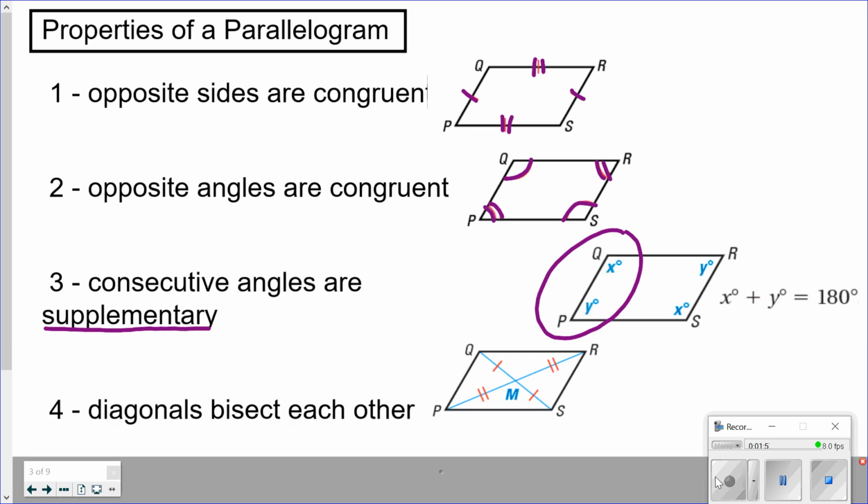And lastly, number four, we know that the diagonals in a parallelogram bisect each other. What does bisect mean? It means cut in half. So if point M is the point of collision of our two diagonals, that means that QM is the same length as SM and PM is the same length as RM.